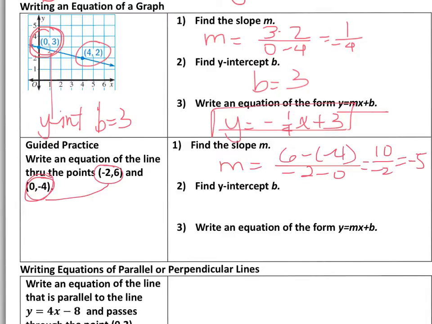And your y-intercept, again, 0, -4 lies on the y-axis, which means it intersects the y-axis when x is 0, so b is -4. And you can substitute -4 in for b. Y equals -5x minus 4.